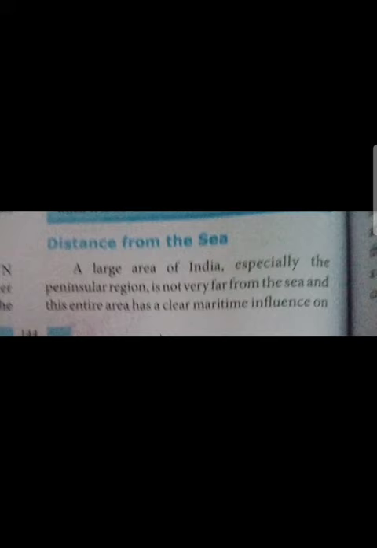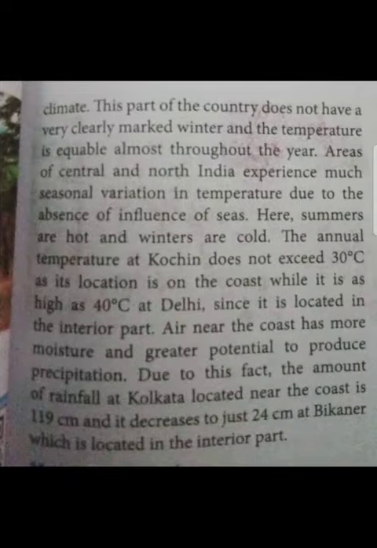Now we move to the topic: the area near the sea has a clear maritime influence. What is maritime? It is near to the oceans. This peninsular region is near to the ocean. Maritime means always connected with seas. It is called maritime and the climate will be like that.